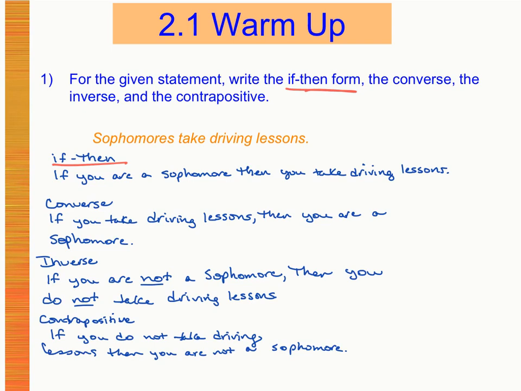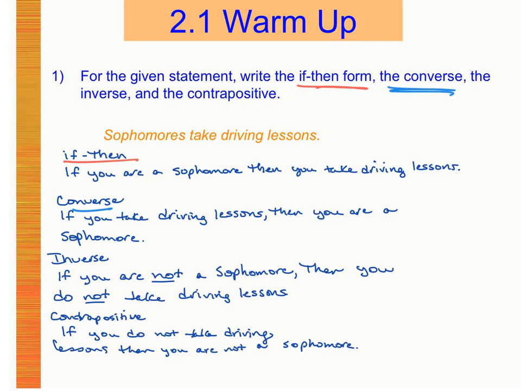Now you don't have to use the word you. You could have said, if a person is a sophomore, then they take driving lessons. So you could take out that pronoun and change it as long as it makes sense grammatically. Then the next thing they wanted you to do was write the converse. So remember the converse, you're going to flip the order. So now I'm going to say, if you take driving lessons, then you are a sophomore.